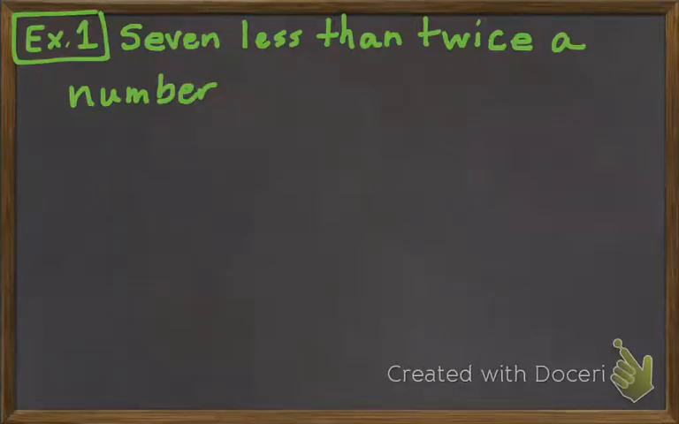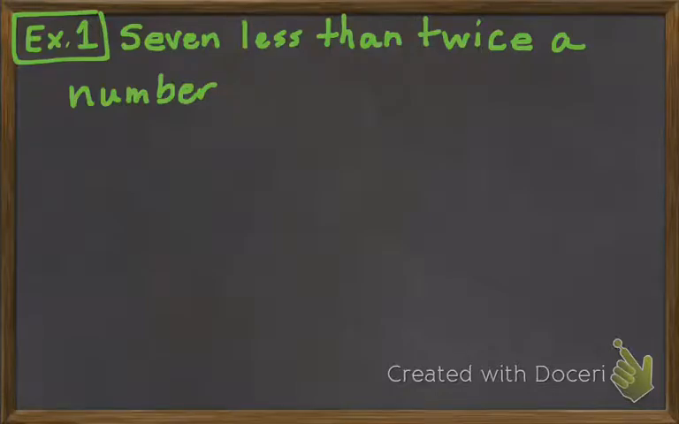This first set of examples helps you practice translating words into algebraic expressions. They're pretty basic, but they're also very important. And we will begin with a very simple one, which says 7 less than twice a number.